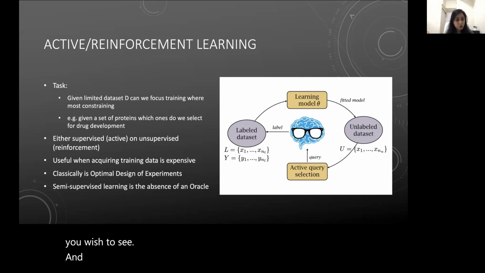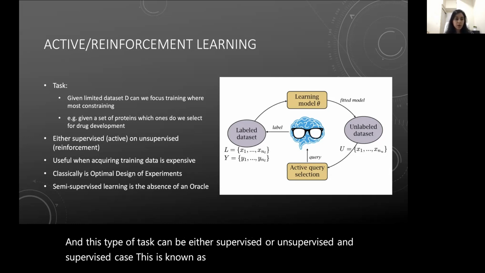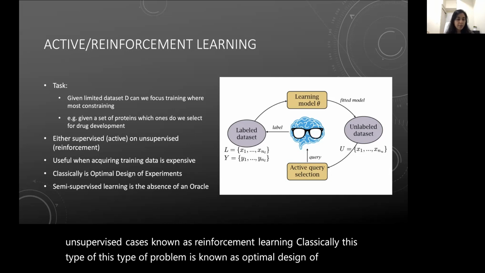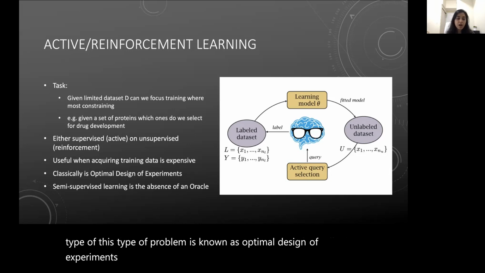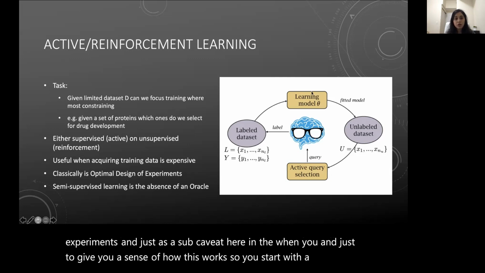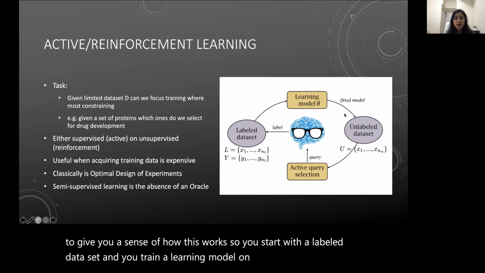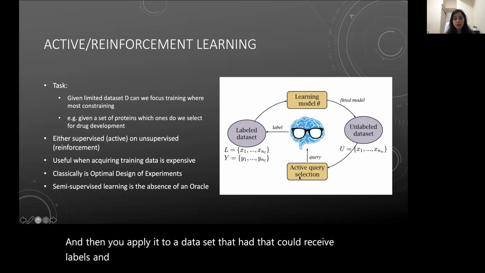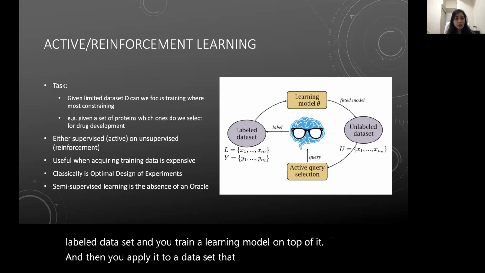This type of task can be either supervised or unsupervised. In the supervised case, this is known as active learning, and in the unsupervised case, it is known as reinforcement learning. Classically, this type of problem is known as optimal design of experiments. Just to give you a sense of how this works, you start with a labeled data set and train a learning model on top of it. Then you apply it to a data set that could receive labels, and the system makes recommendations for which objects would be most beneficial to acquire labels for, and they are queried to an oracle.